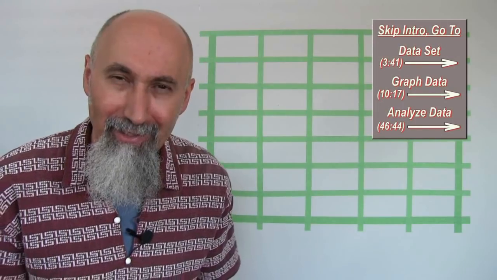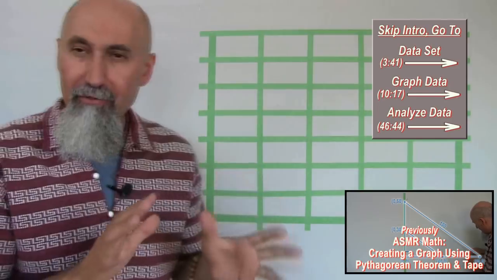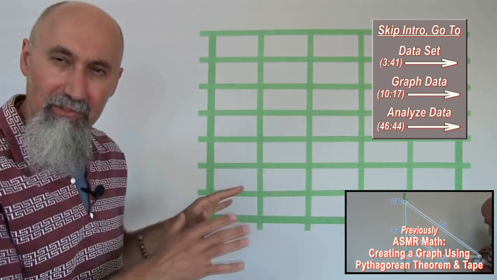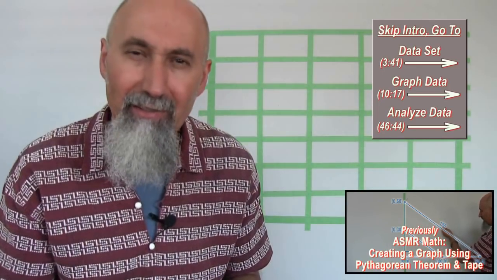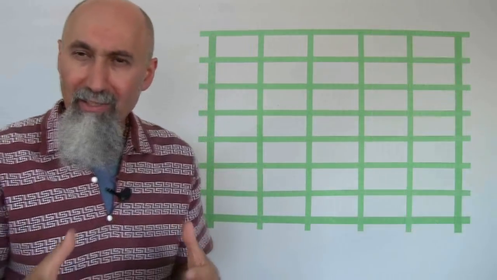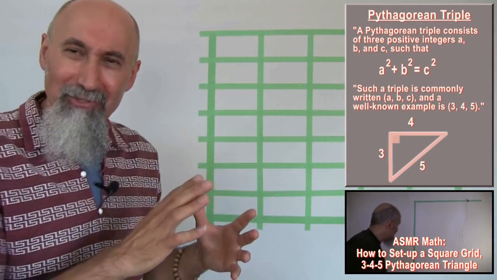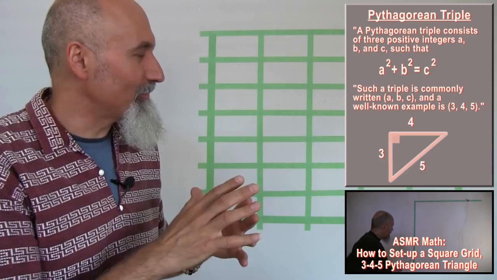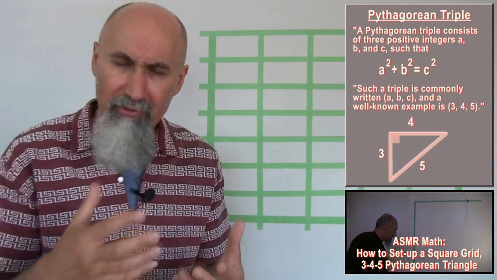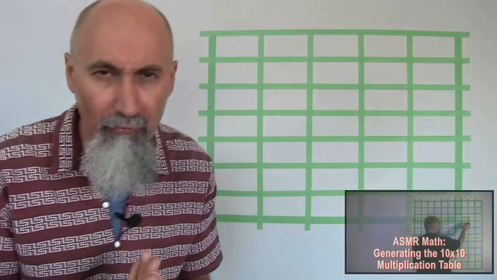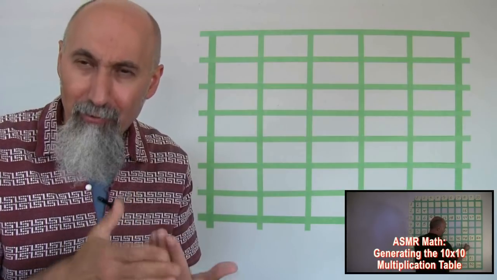Welcome to my channel. Now, what we did in a previous video is we used the Pythagorean triangles to set up this grid that we're gonna use as a graph, right? And we use the same technique as we did in the previous video where we used the Pythagorean triangles to set up a grid to generate the 10 by 10 multiplication table, because it's something extremely important that we really need to learn before we can progress in mathematics. It's one of the first things you need to learn in math.